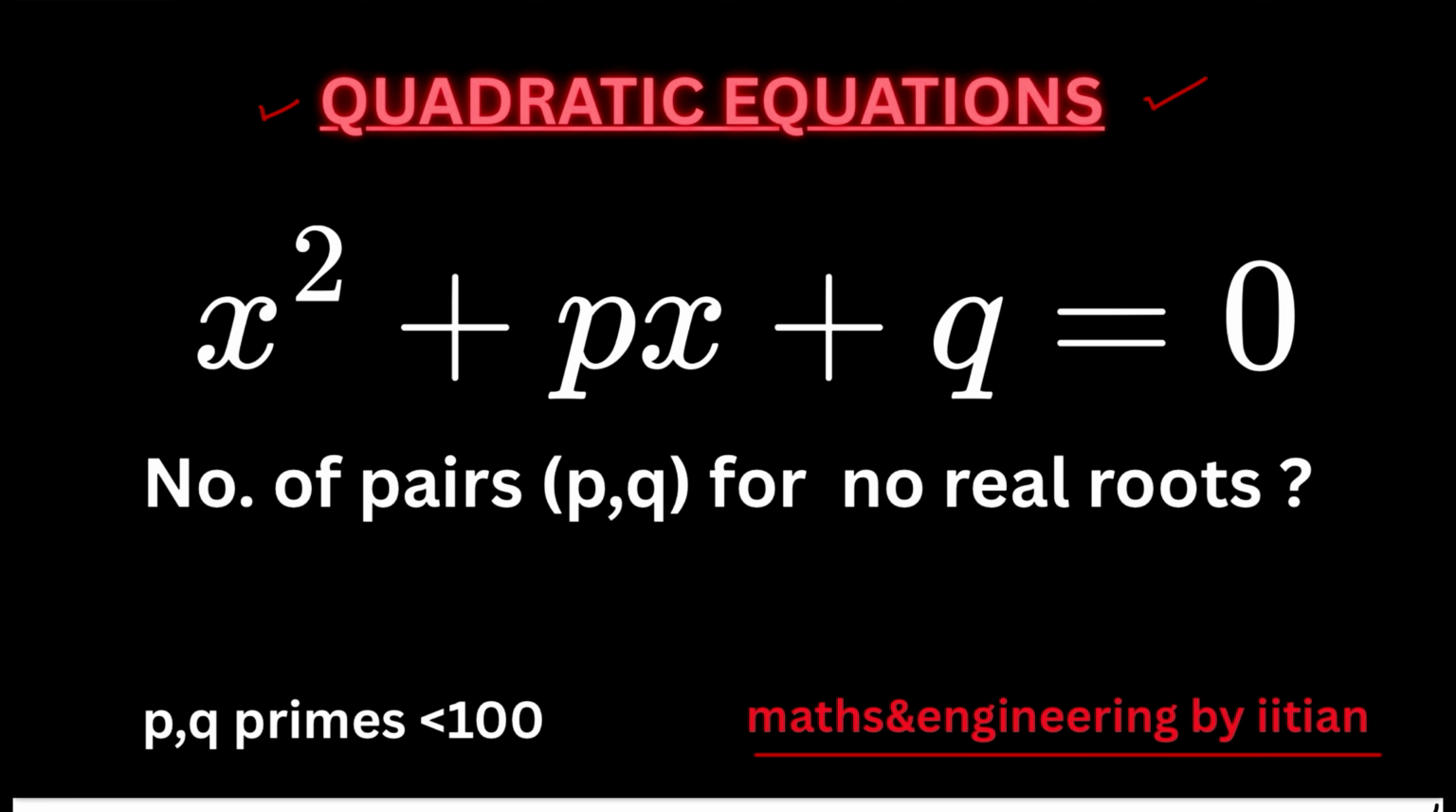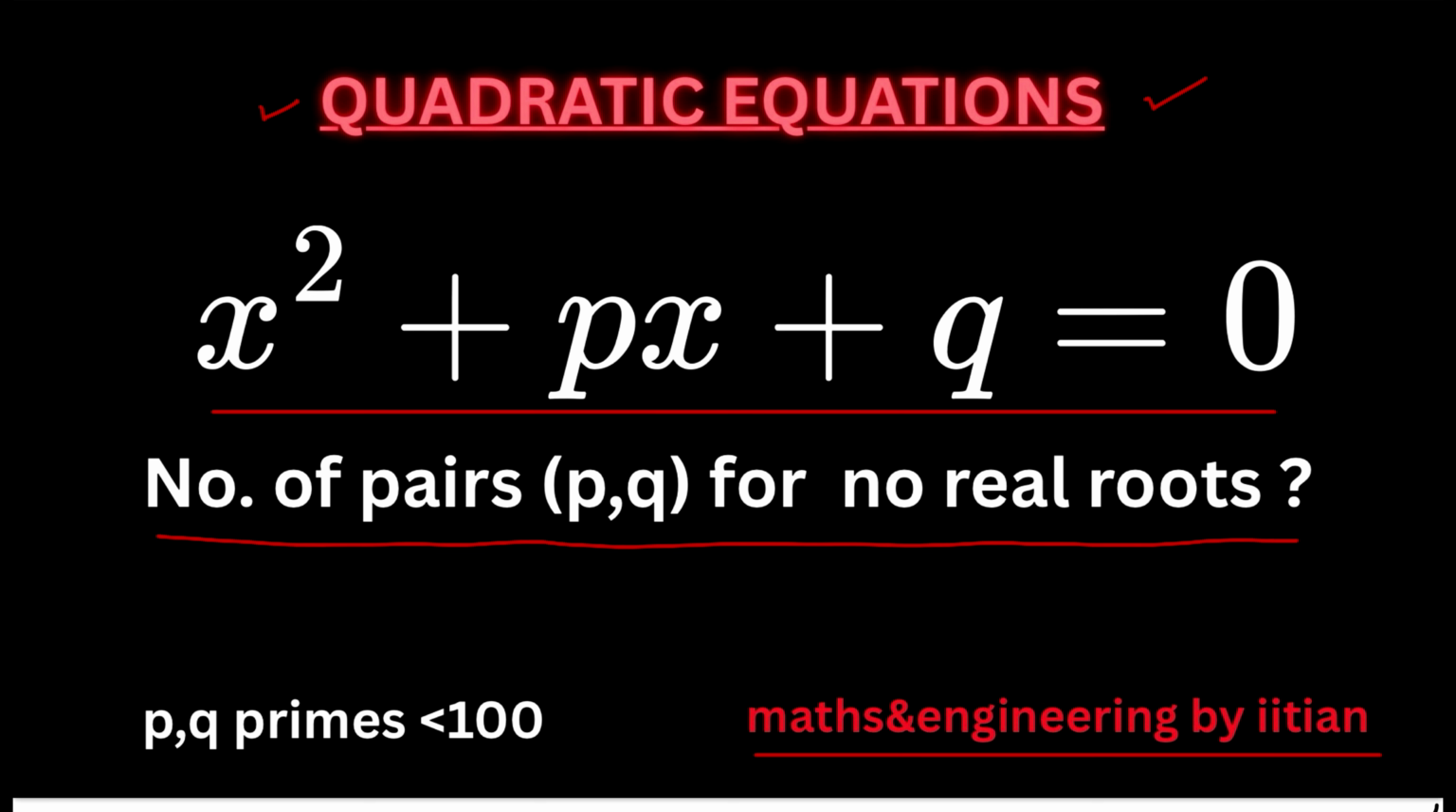I am dealing with quadratic equations. For example, I have taken a very good example, from which you will get the concepts of quadratic equations and the solutions. Real roots, complex roots. Let us say one quadratic equation is there, x² plus px plus q is equal to 0. We have to find out the number of pairs of p and q in the above equation, so that the above quadratic equation does not have real roots. No real roots.